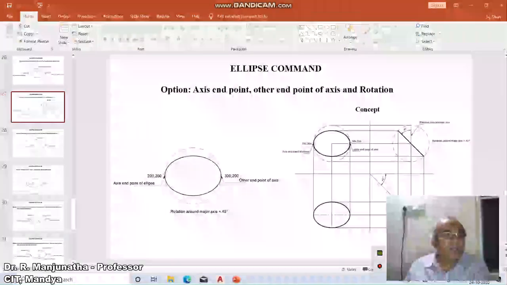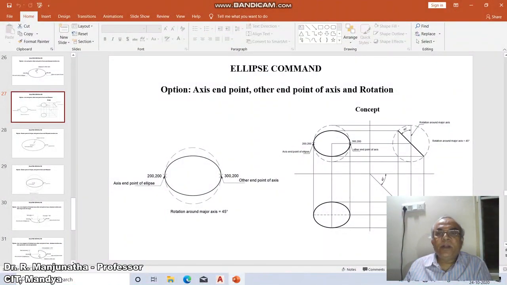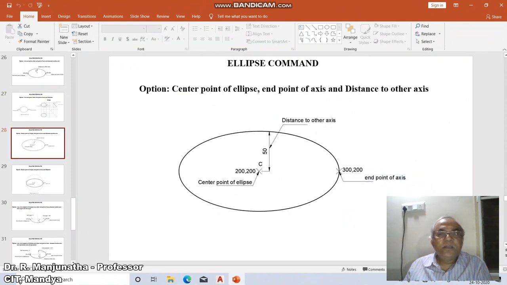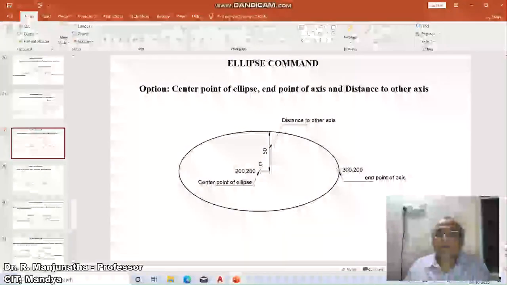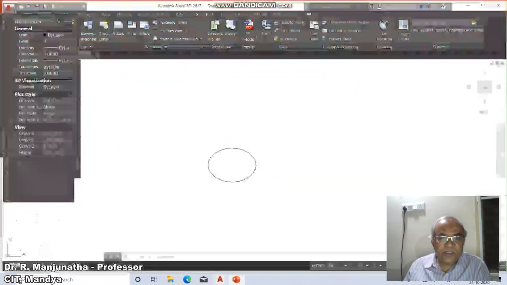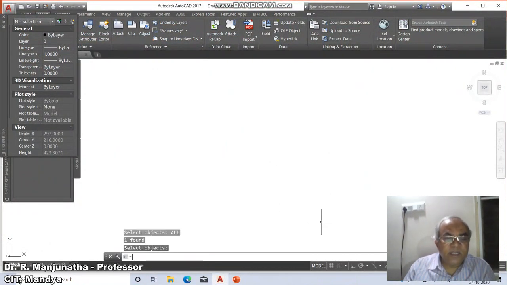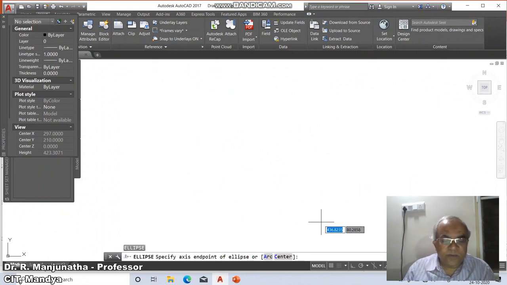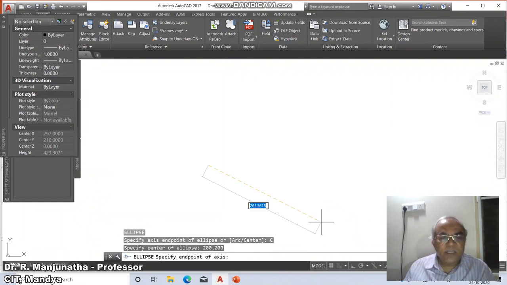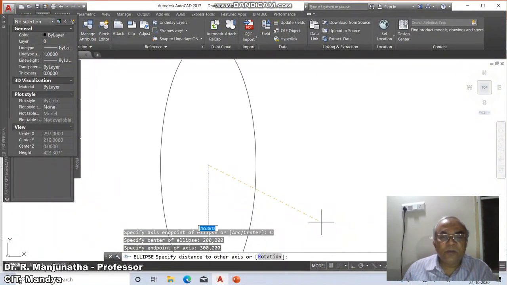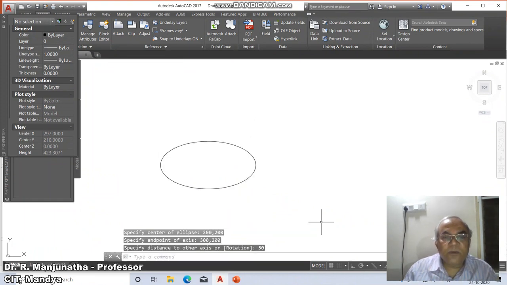Now the next is we have axis endpoint, other endpoint, and the rotation. Now the next option is center of ellipse, endpoint of axis, and distance to other axis. Now we are going to consider that. So to do that, the command is ellipse. Now we are going to invoke the option of center. We are going to take the center of the ellipse, which is 200, 200. Then specify the endpoint of the axis, which is going to be 300, 200. The distance to other axis, we will say 50 mm. So it is going to draw the ellipse in the horizontal direction.